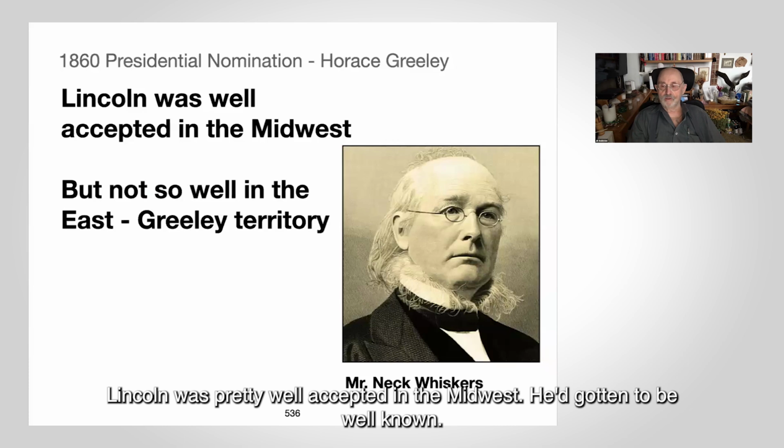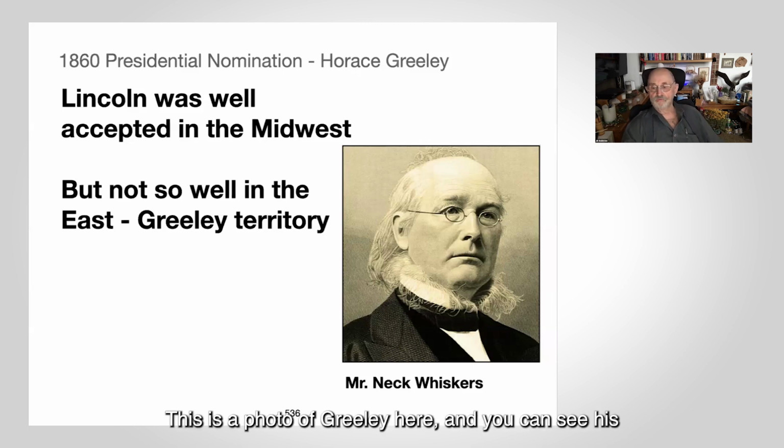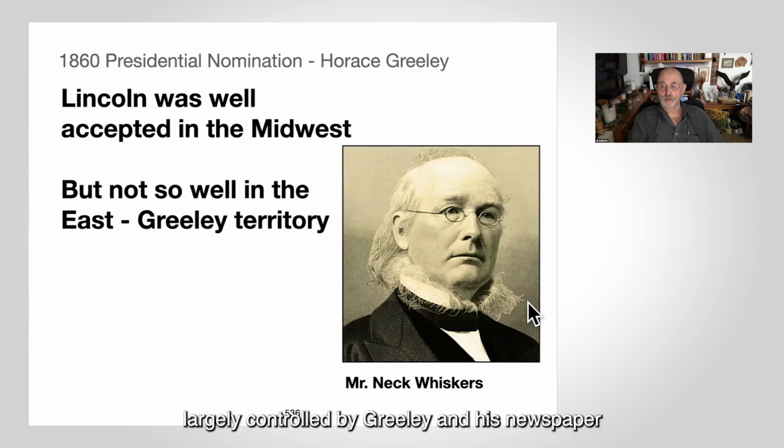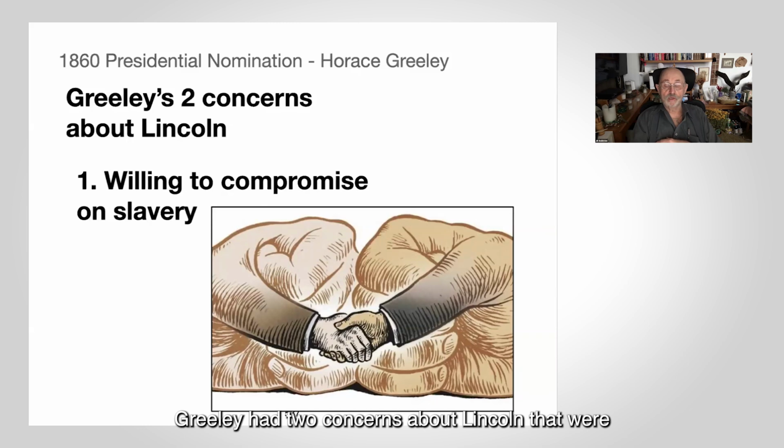Lincoln was pretty well accepted in the Midwest. He'd gotten to be well known. But on the East Coast, Lincoln was not very well known. This is a photo of Greeley here, and you can see his neck whiskers popping out. And so the East, anyway, is territory that is largely controlled by Greeley and his newspaper in terms of getting information out. So it's quite a different situation along the East Coast compared to the Midwest, where Lincoln had developed a very good following. Greeley had two concerns about Lincoln that were published in his newspaper.